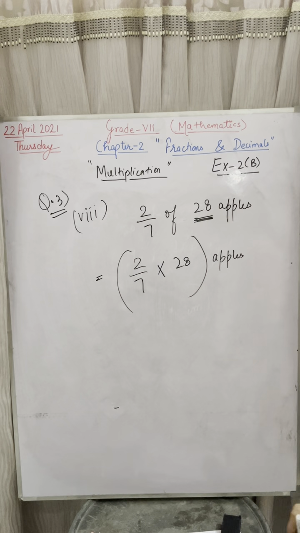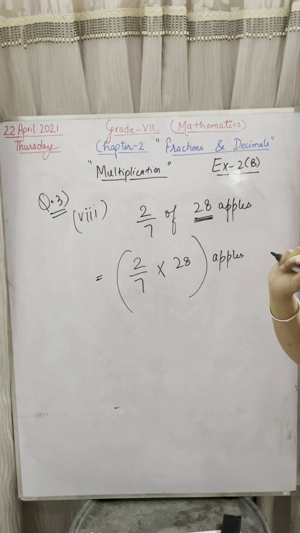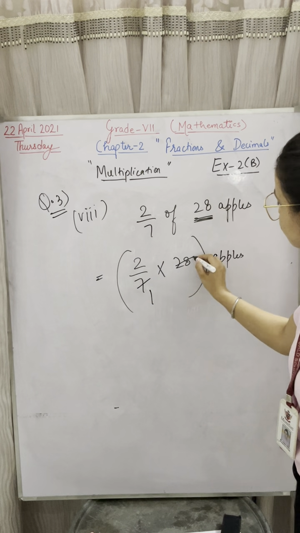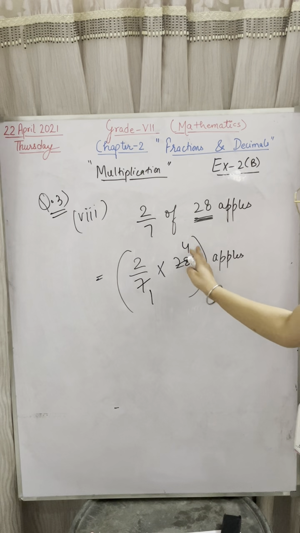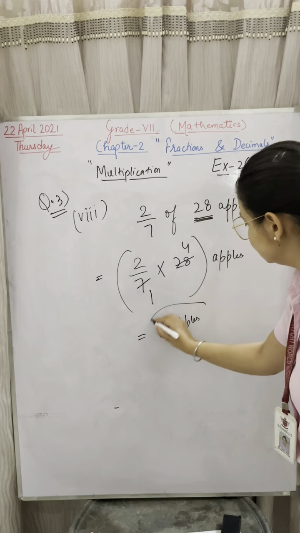Any doubt up to here? If the value is not mentioned, then you can convert. If the value is mentioned, then multiply and write down that term as it is. Now, 7 fours are 28, and 4 twos are 8. 8 apples is the answer.